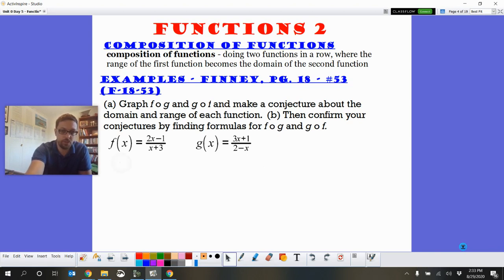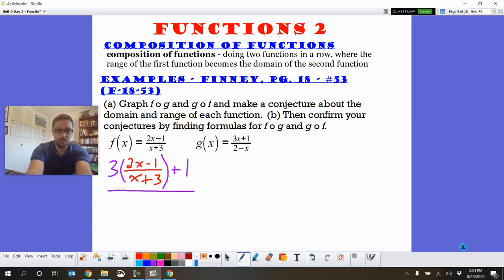So we have, I'm going to write g here in purple. So we got 3 times, in red we got 2x minus 1 over x plus 3, plus 1, over, and then we've got 2 minus 2x minus 1 over x plus 3. Oh, that's wrong.